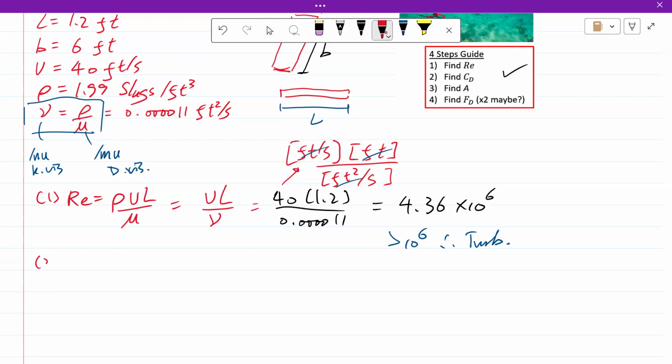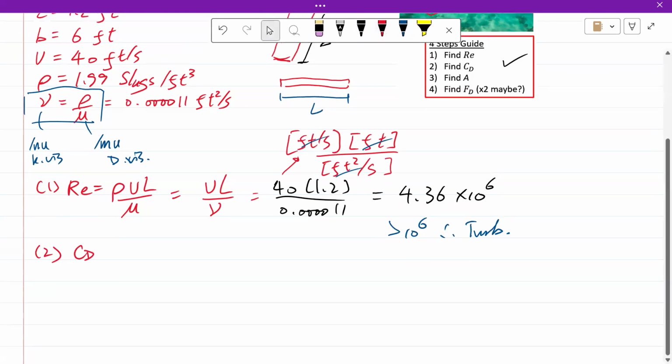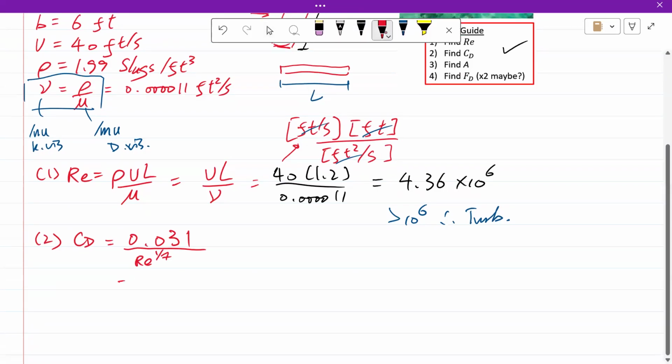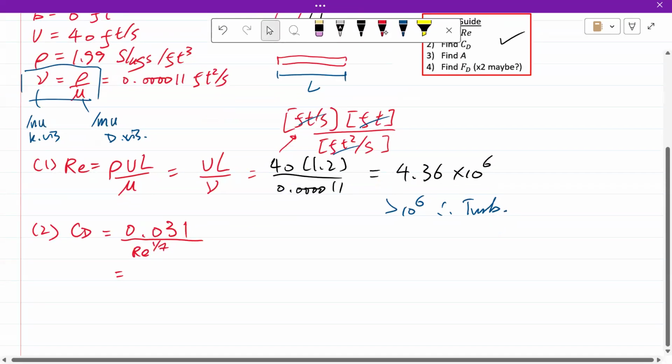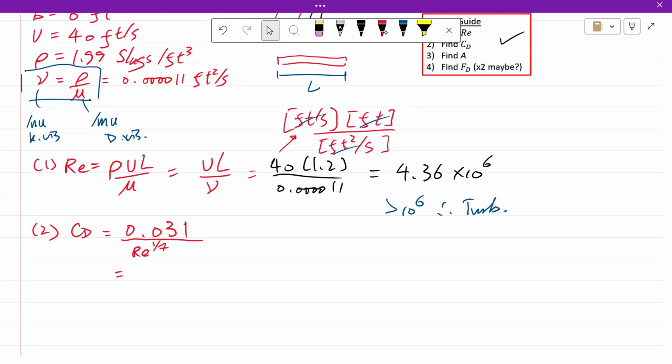So step 2, we're gonna find the drag coefficient. Now, because it's turbulent, we're using the other drag coefficient equation, but it's still a function of Reynolds number. So finding the Reynolds number serves two purposes. Sorry, the Reynolds number allows us to know which drag coefficient equation to use, but also to calculate the drag coefficient itself.